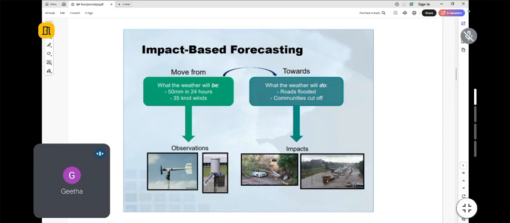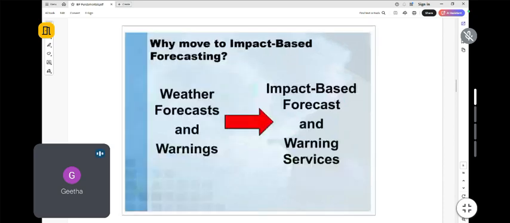So we have to move from just the meteorological information to the likely impact due to the meteorological hazard. That is known as impact-based forecasting. So weather forecasts and warnings should be translated to impact-based forecast and warning services.